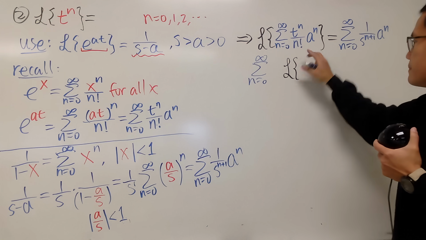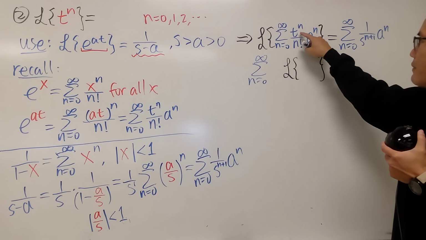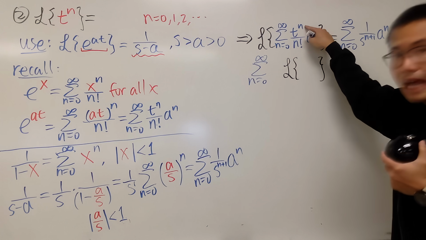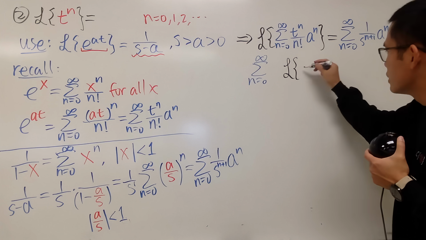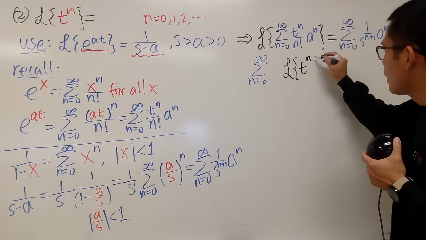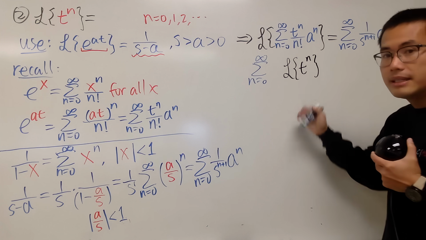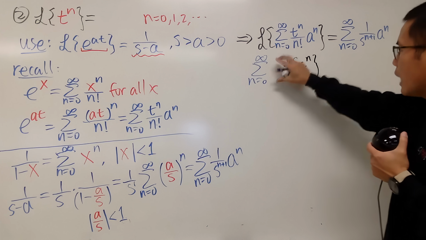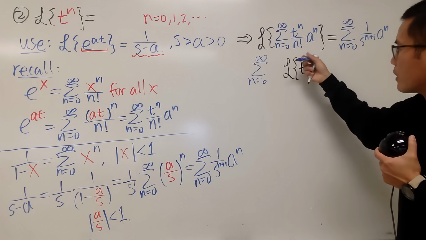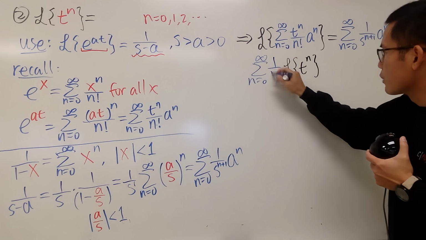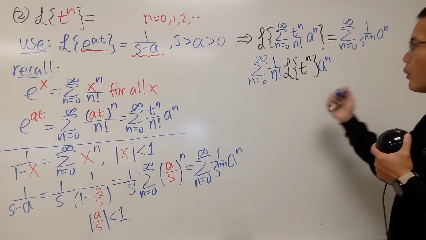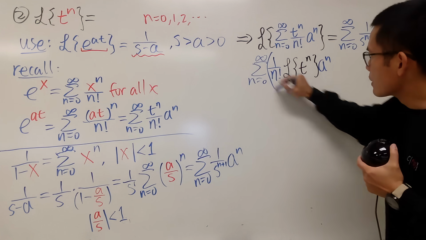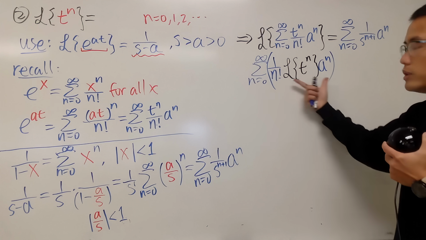Inside here, you see we have t to the nth power. I'm just going to have that inside of my Laplace transform. So we have a Laplace transform of t to the nth power like this, right? And then on the outside, we have the 1 over n factorial. Let me just put that down right here. And then at the end, we still have the a to the nth power like this. So have a look. This is a summation of all that.